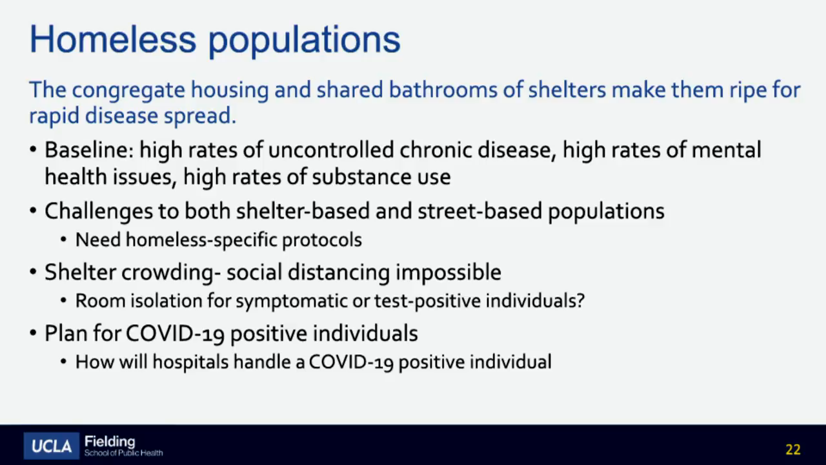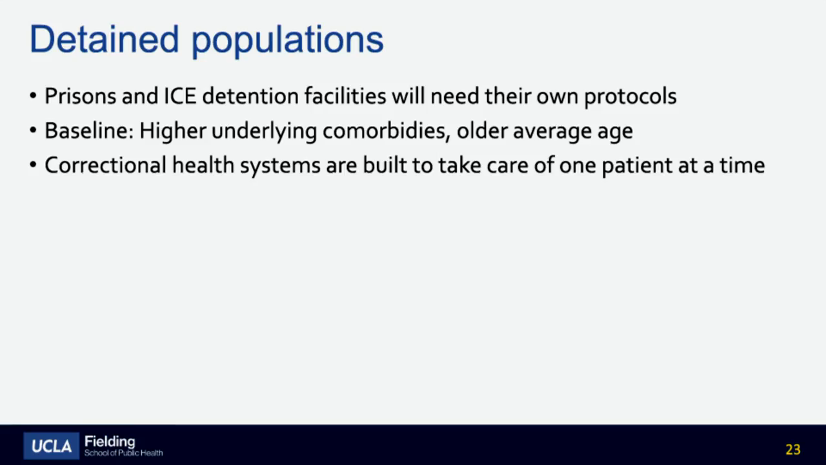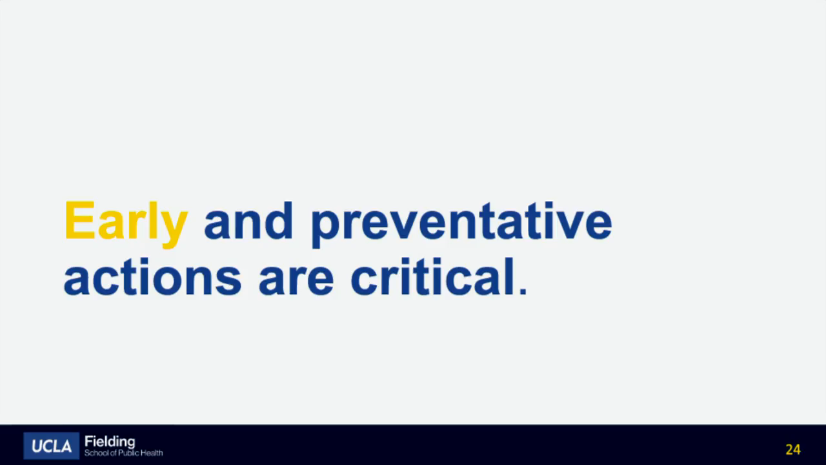Speaking of vulnerable populations, one of the populations that we have to think very carefully about is homeless populations. The fact that they are congregating in certain areas, and that there are shared bathrooms in shelters, makes them ripe for spread of disease. So not only locally on the street do we have to worry about the homeless, but we also have to worry about shelters as a place where there could be rapid disease spread, something that's very important to think about. We also need to think about detained populations: prison populations, jails, ICE detention facilities. They'll need their own protocols. This is going to be very important. But the key here is that early and preventative actions are going to be critical.